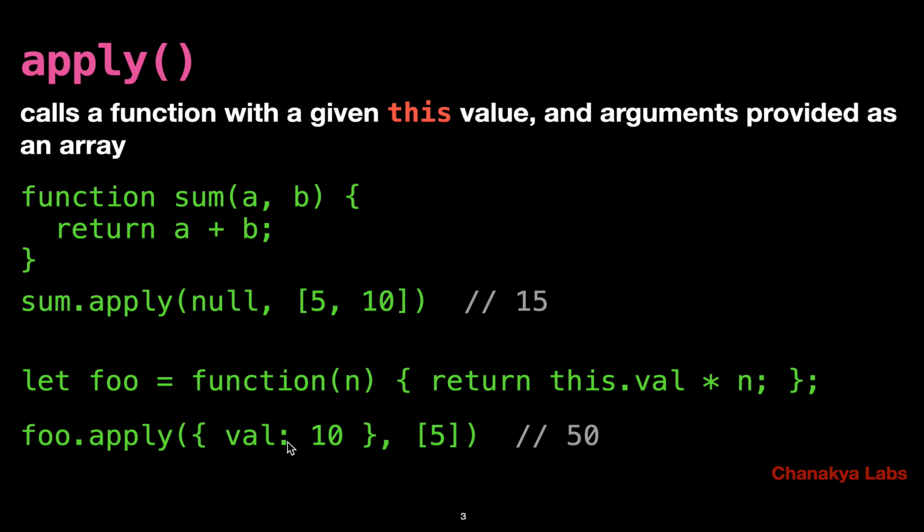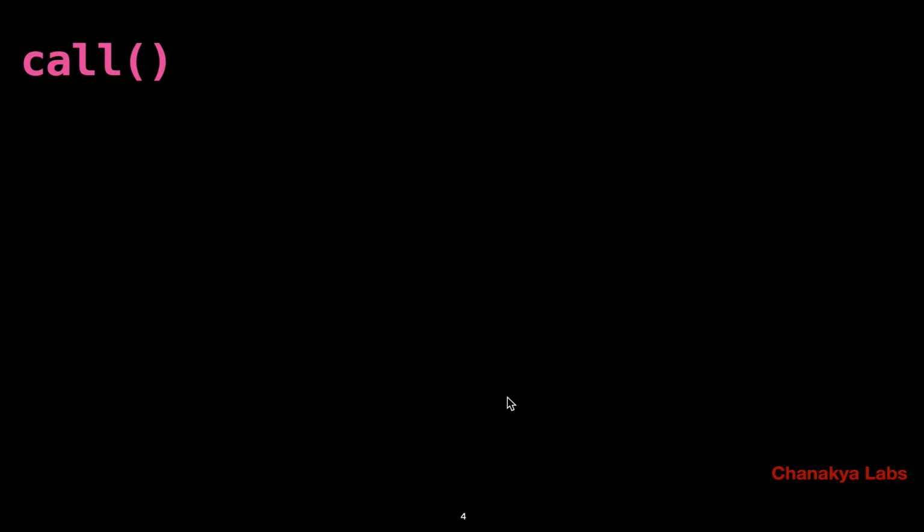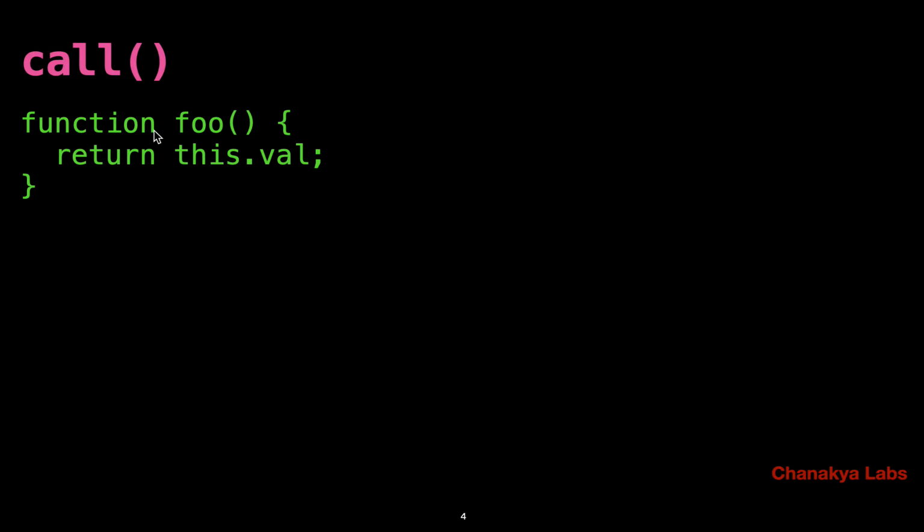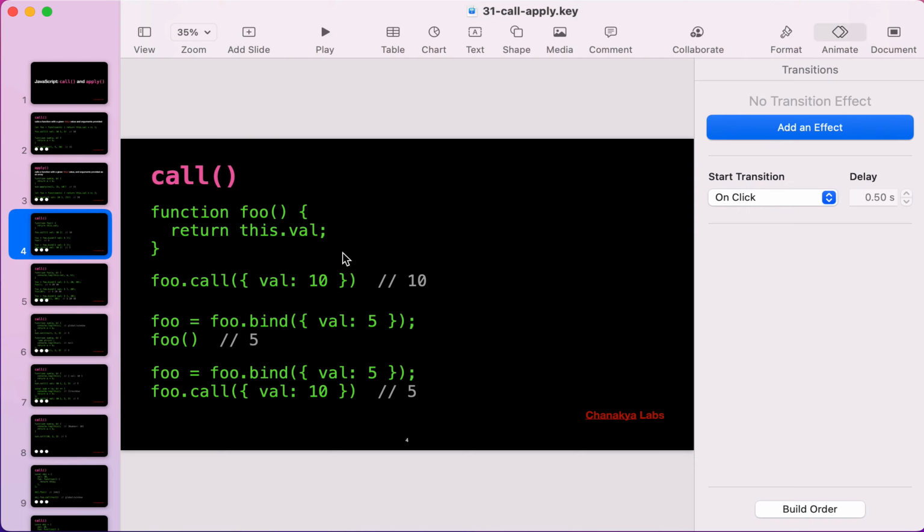Okay, but the answer will be the same here also, 10 into 5, 50. Okay, so let's go through call in slightly more detail. Let's see, we have a function foo, and this.val we are returning. Now if we call like this, then what is val10?